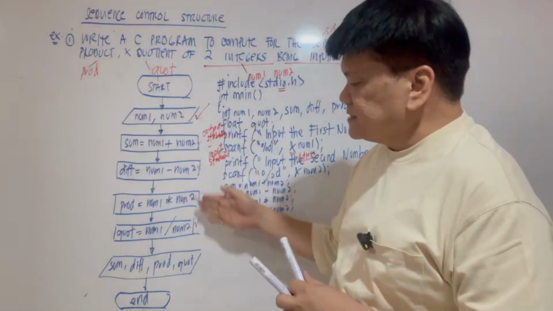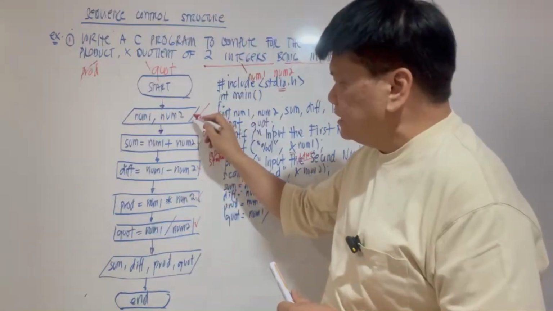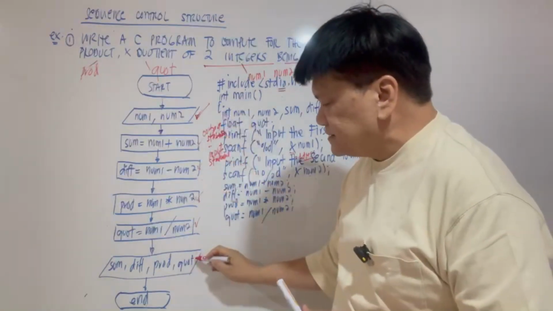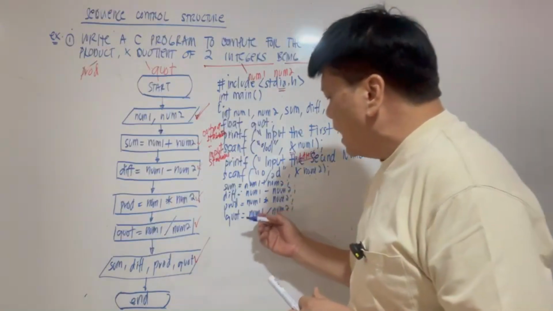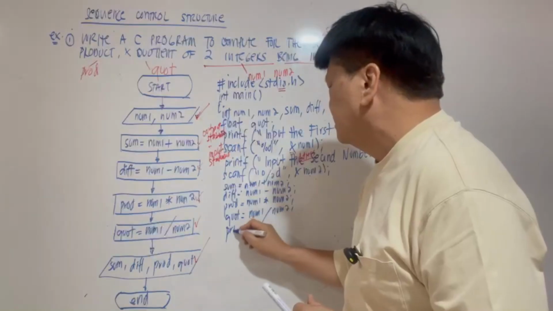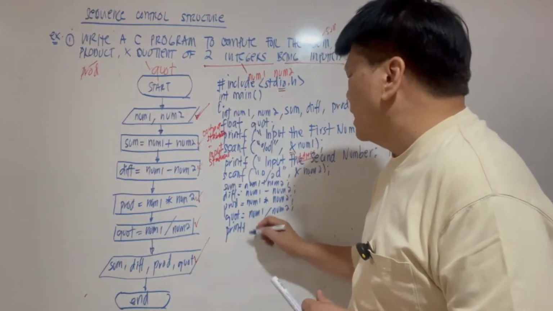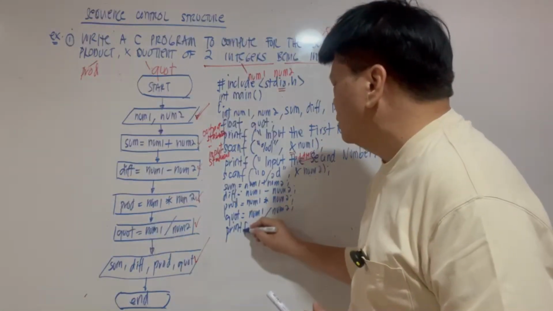So we're done with the processing. This time, we're done with the input and process, and now we will proceed to the output. To do that, another output statement here. Now we're going to output the sum and all of those.